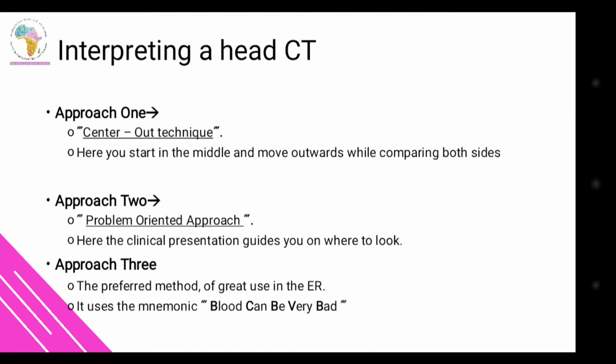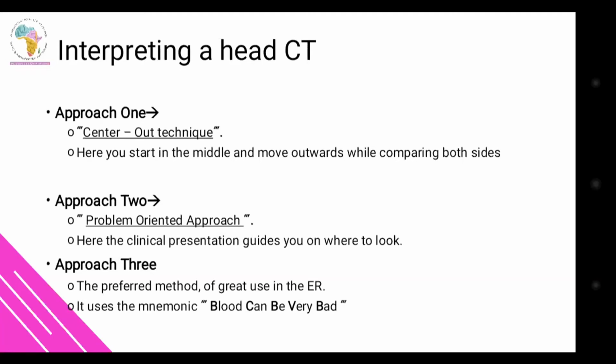You also have the problem-oriented approach. So a patient presents to you with a thunderclap headache, you examine the patient, who has signs of raised intracranial pressure and meningeal signs, that is neck stiffness, but no fever. So here you are thinking about subarachnoid hemorrhage. And in this patient, you focus only on the extra-axial spaces, that is you look at the suprasellar space and the ventricles.